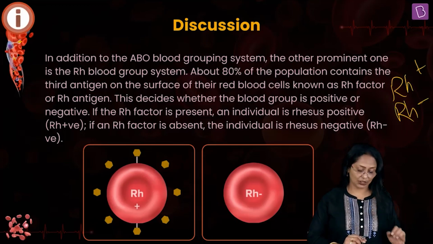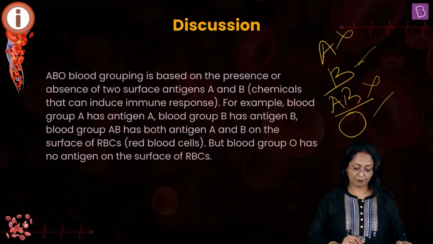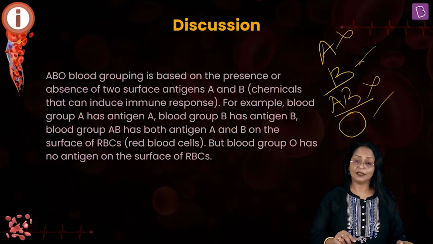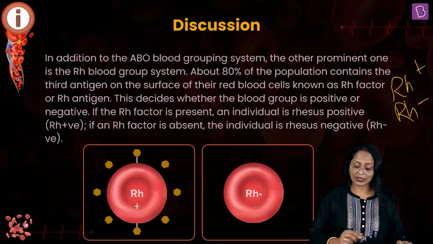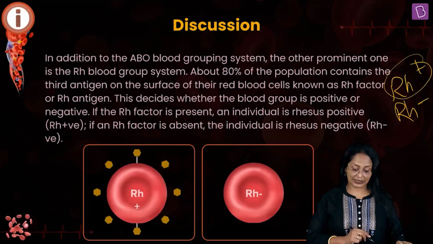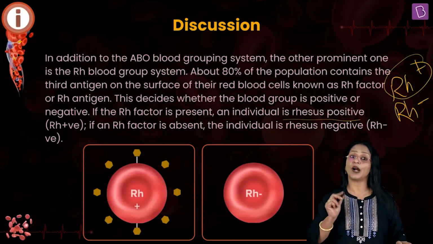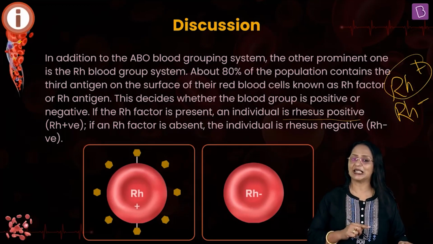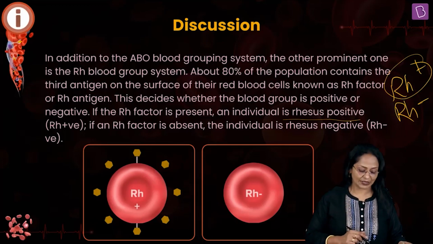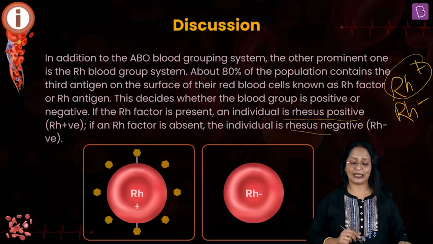Now, if you remember the question, let me show you the question once again. It says that they have Rh antigen. That means the person could be B or O blood group and they are positive. Correct? So if the Rh factor is present, the individual is rhesus positive. Rh stands for rhesus because this was discovered in the rhesus monkey. So we also have the same antigen. If the Rh factor is absent, the individual is said to be rhesus negative.